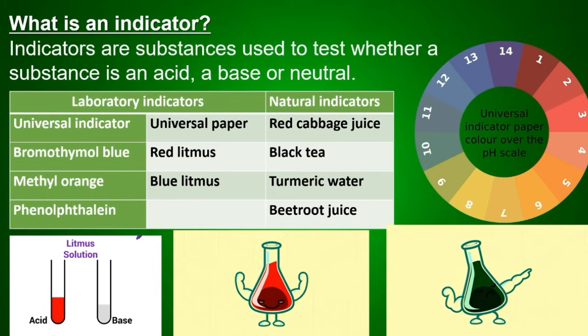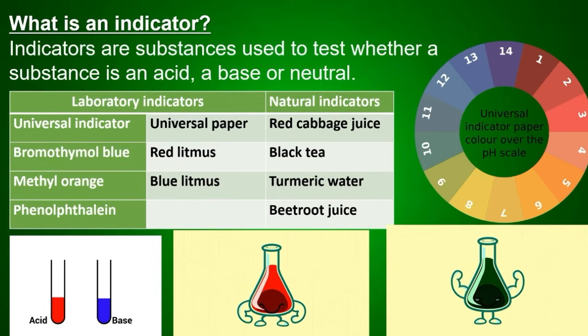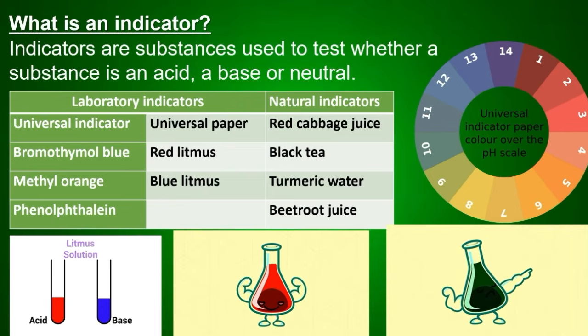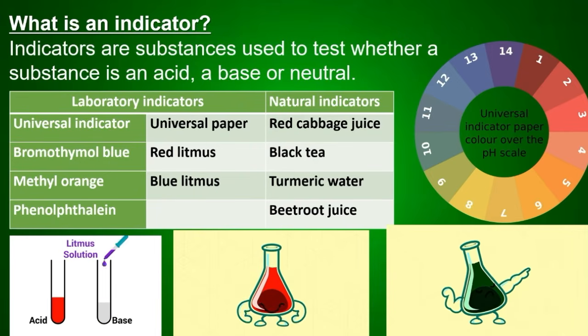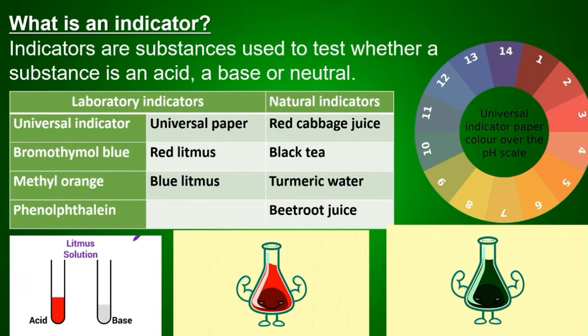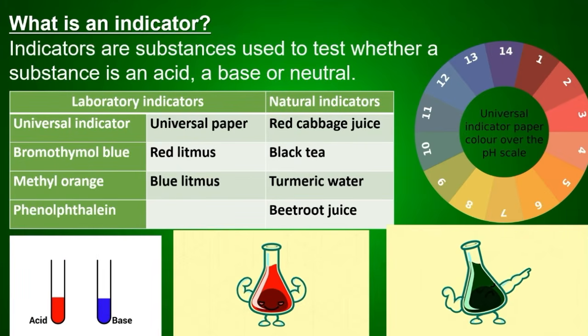Now we move on to what an indicator is. An indicator is a substance that is used to test whether something is an acid, a base, or a neutral. What's important with indicators is that we are mainly looking for a color-specific change which occurs if we add a specific indicator to an acid or base.